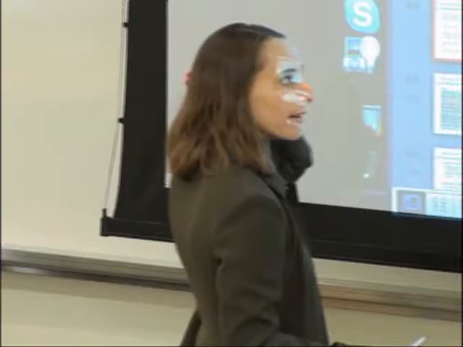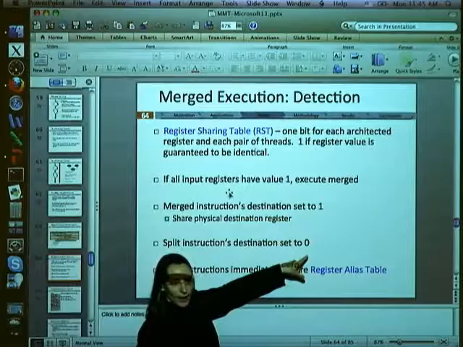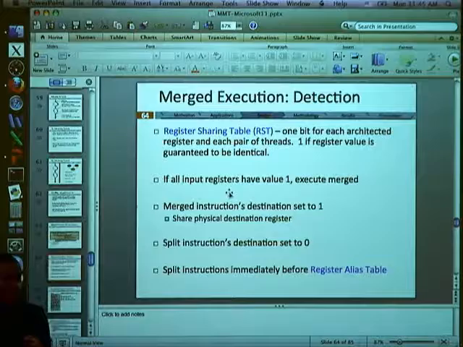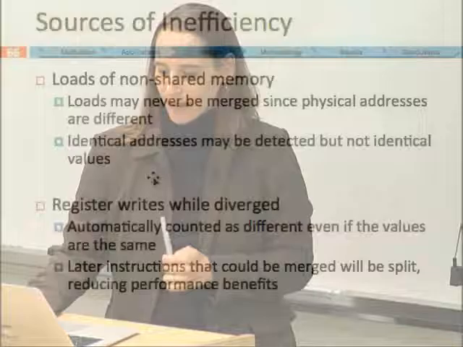But we have to do this before that stage because we don't get to read the registers and see if they're the same before we have to do the split. So we have to keep track of this beforehand. Okay, so if all of the input registers have that value for that pair or whatever set of threads, then you execute it merged. If not, then you split them, which means just replicating the instruction and splitting out those bits. And then if it's a split instruction, then in the table you set 0 to say now they're not shared. Or if it's a merged instruction, then you set it to a 1 saying, okay, this output is now going to be shared.